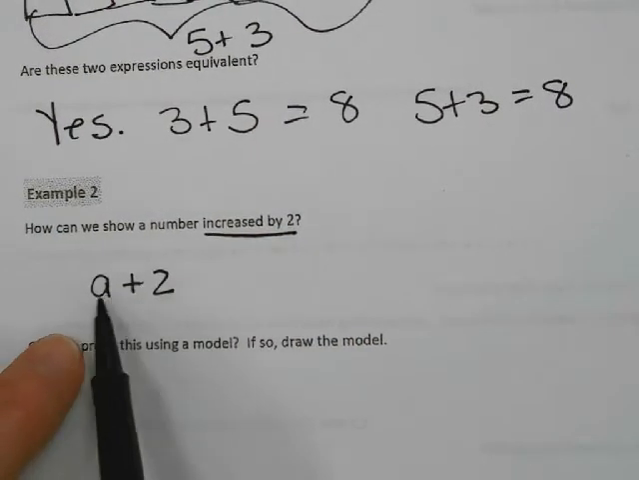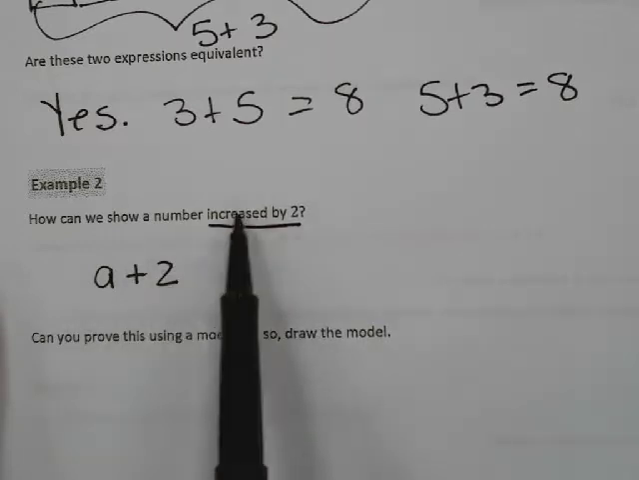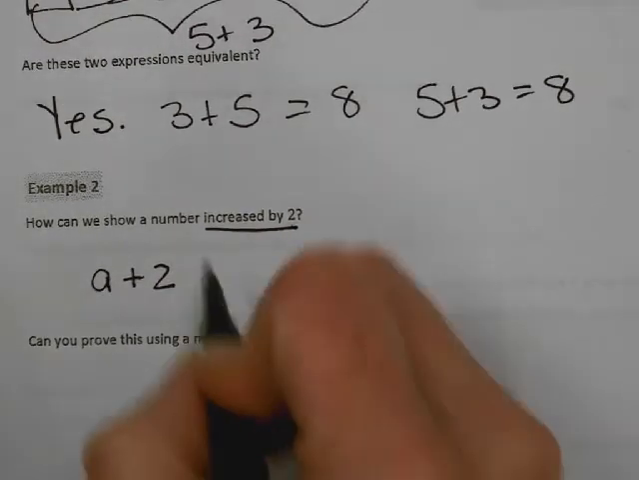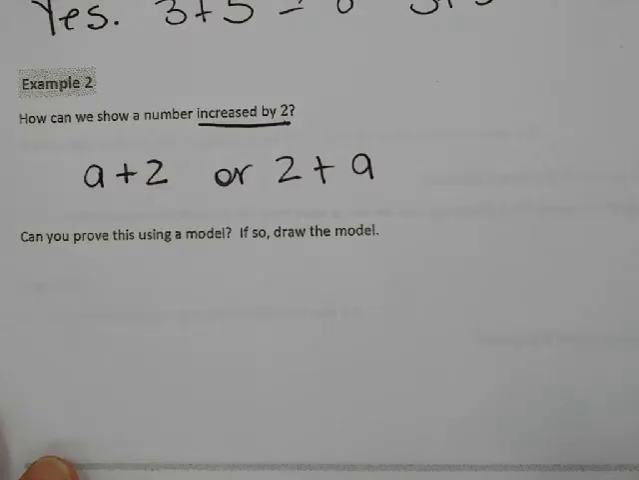You could use any variable. I just chose A. Remember, a variable is a letter that replaces or represents a number. A plus 2, because increased by means I'm adding. So A plus 2, or 2 plus A. Can you prove this using a model? If so, draw the model.